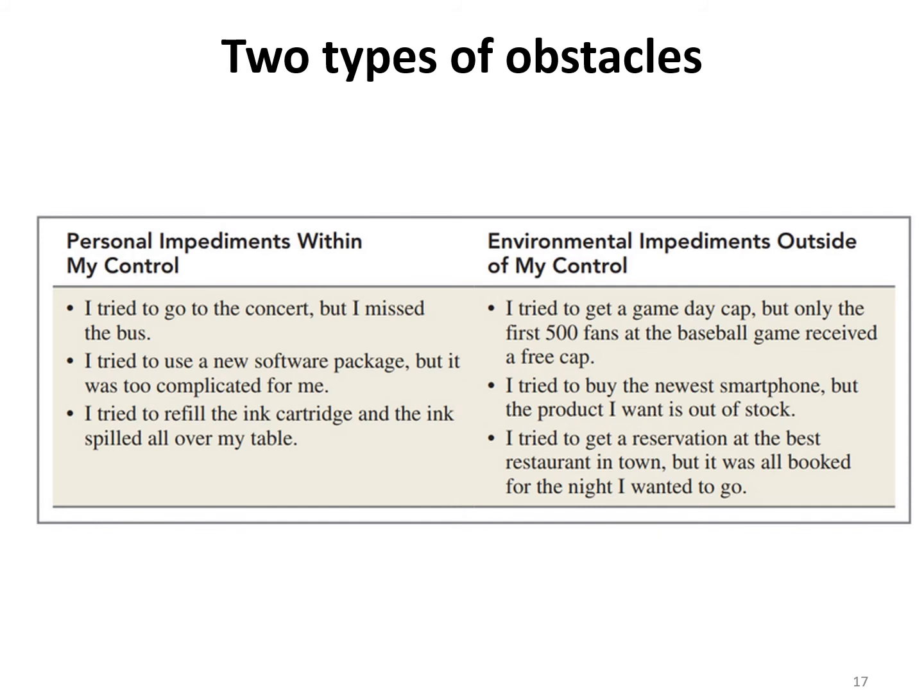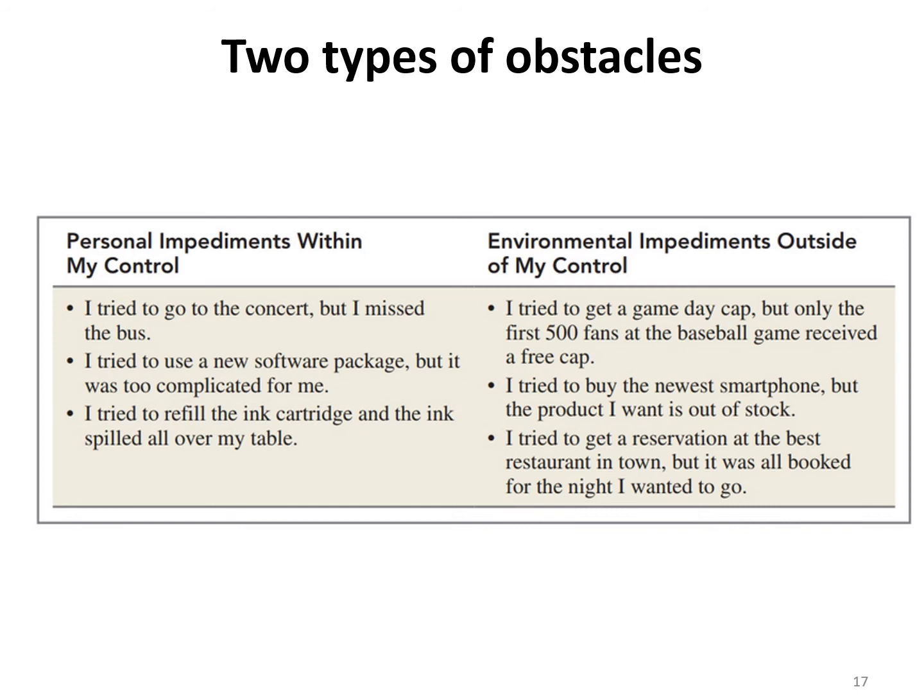So they have already positive attitudes. However, they cannot finally use it, consume it, realize it, because there are some personal impediments that actually happen because of their own fault or their own mistake. But for environmental impediments, an example is they try to get a game day cap, but only the first 500 fans of the baseball game receive the free cap.